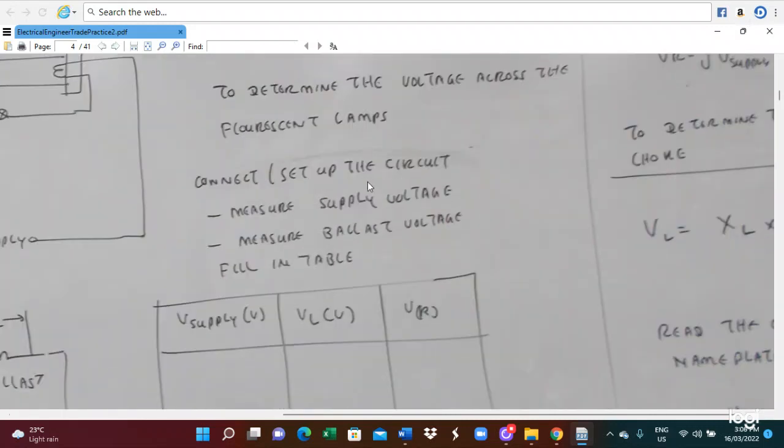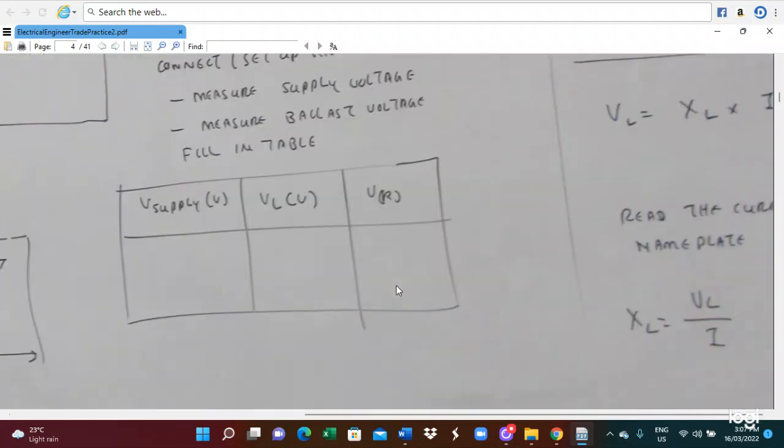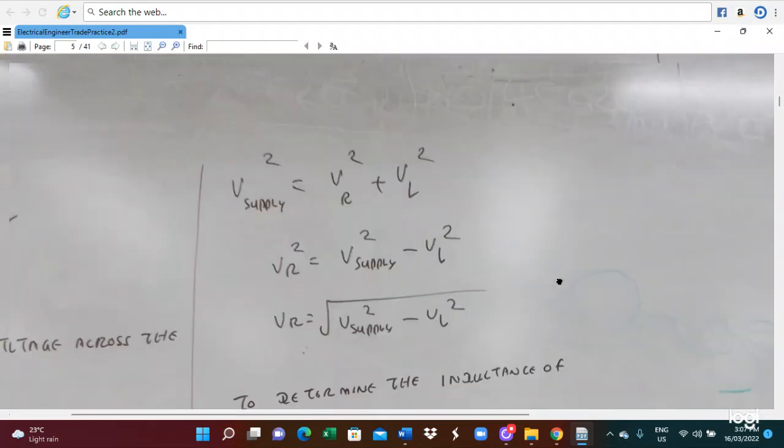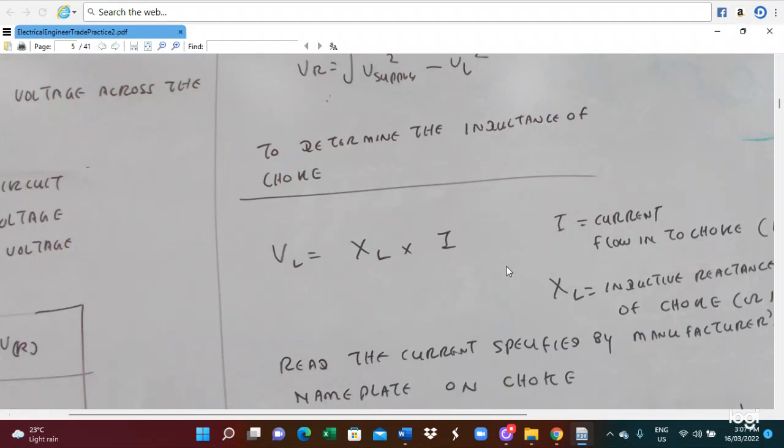In this case, we have to set up the circuit. Then we measure the supply voltage, measure the voltage across the resistor, and then feed it into the display. The supply voltage squared equals the resistor voltage squared plus the inductor voltage squared. Therefore, to find VR, we take the square root of the supply voltage squared minus VL squared. So this is the way we calculate it.